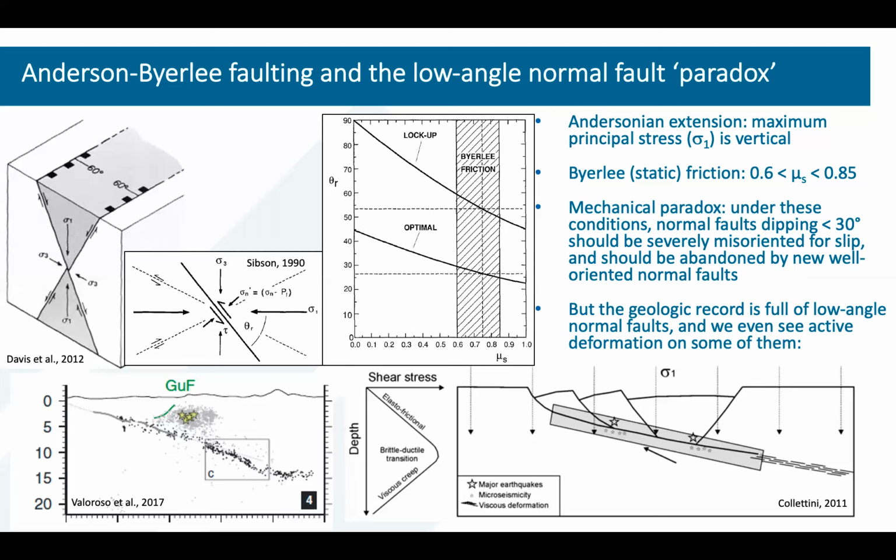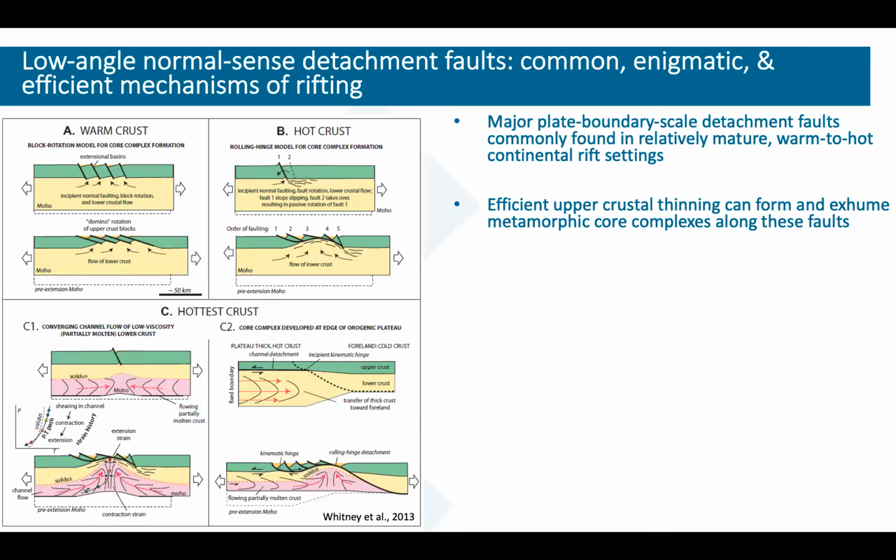I like this figure because it shows the misorientation between sigma 1, which comes in at a really high angle to our fault plane. So these faults are thought to be misoriented. But nonetheless, they are really important mechanisms for rifting continental crust.